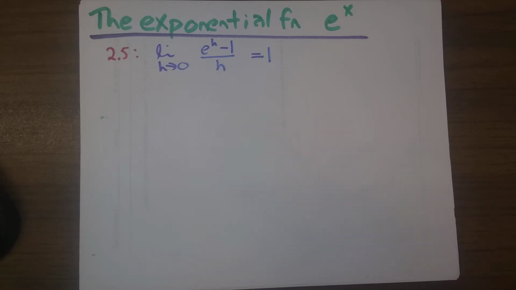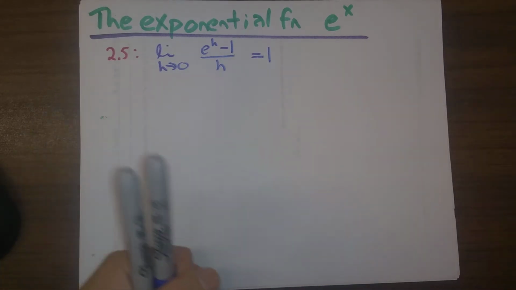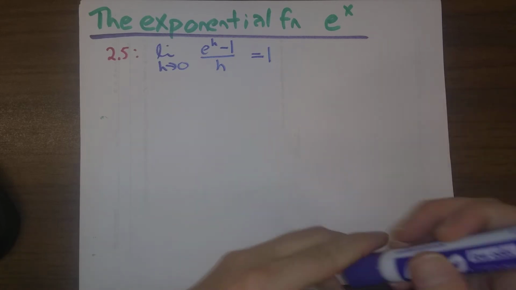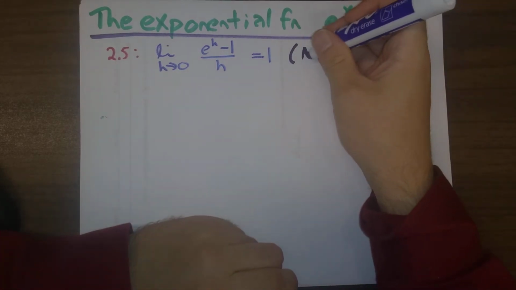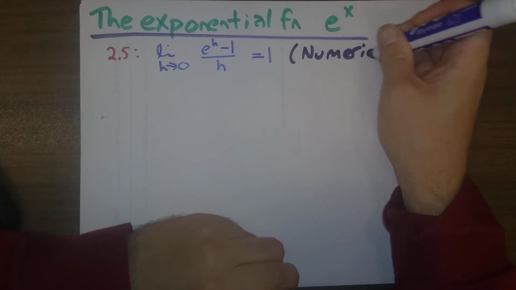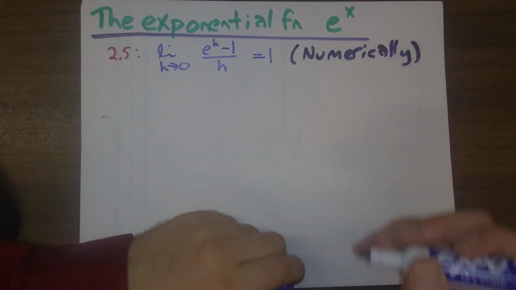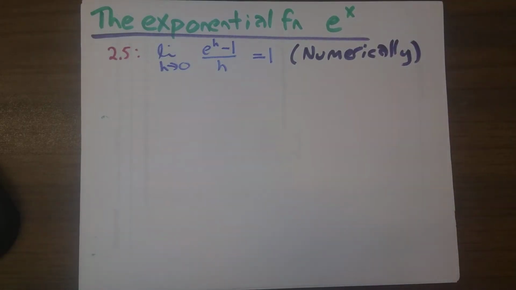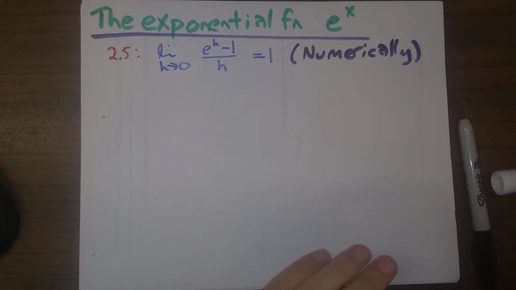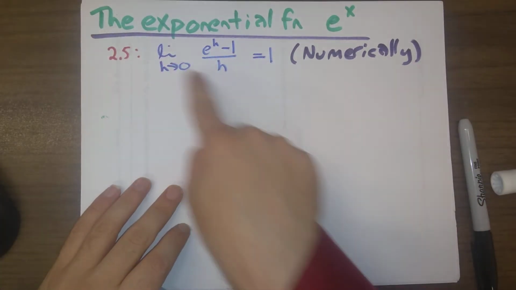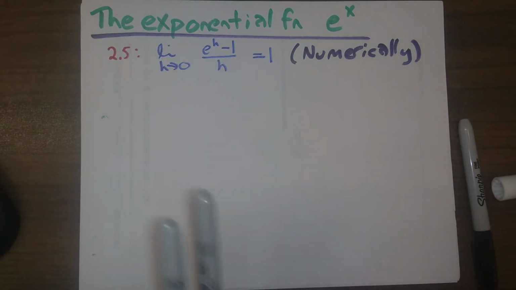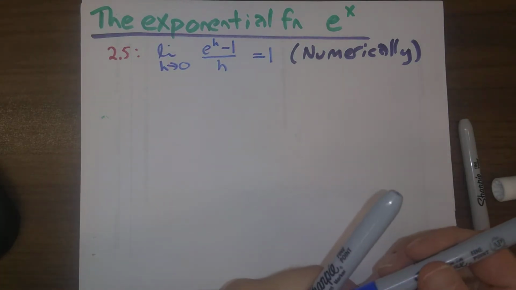In that section, I omitted it from the video. You could have read about it in the book. The point here is that that was done numerically. So we're going to take this as given. Actually proving this is a little bit outside the scope of the course. We're just going to take it as given. But let's use this limit in order to figure out what the derivative of e to the x is.